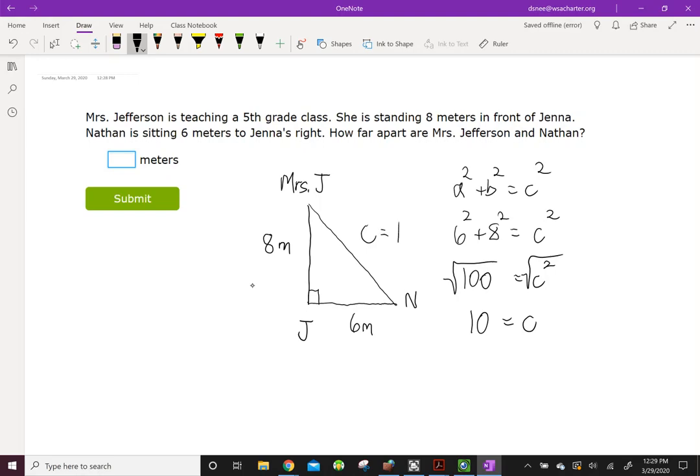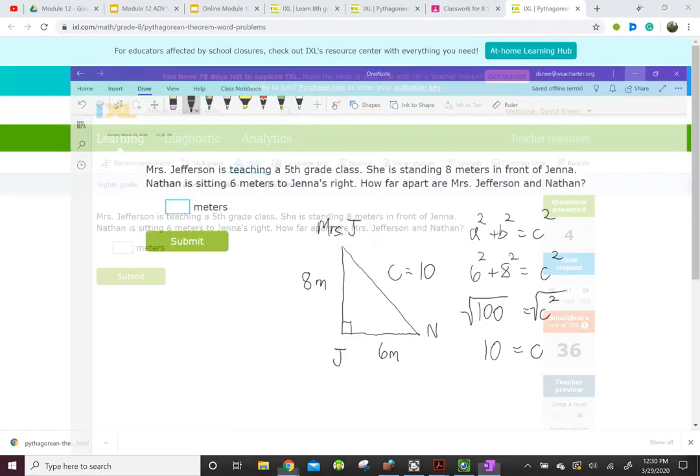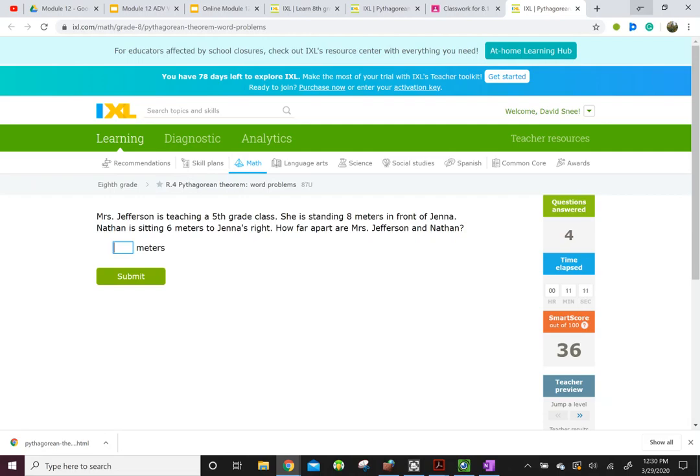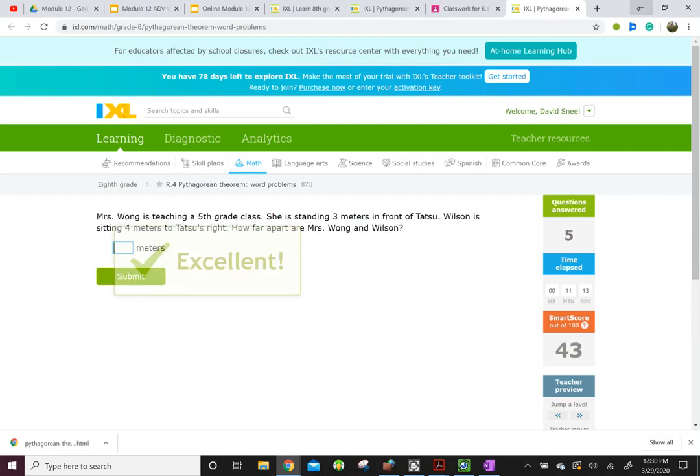Okay, so again, this is another one of those 3, 4, 5 triangles, right? If we set up some ratios, we can figure that out. But we're going to put a 10 right in there. We're going to go for it.